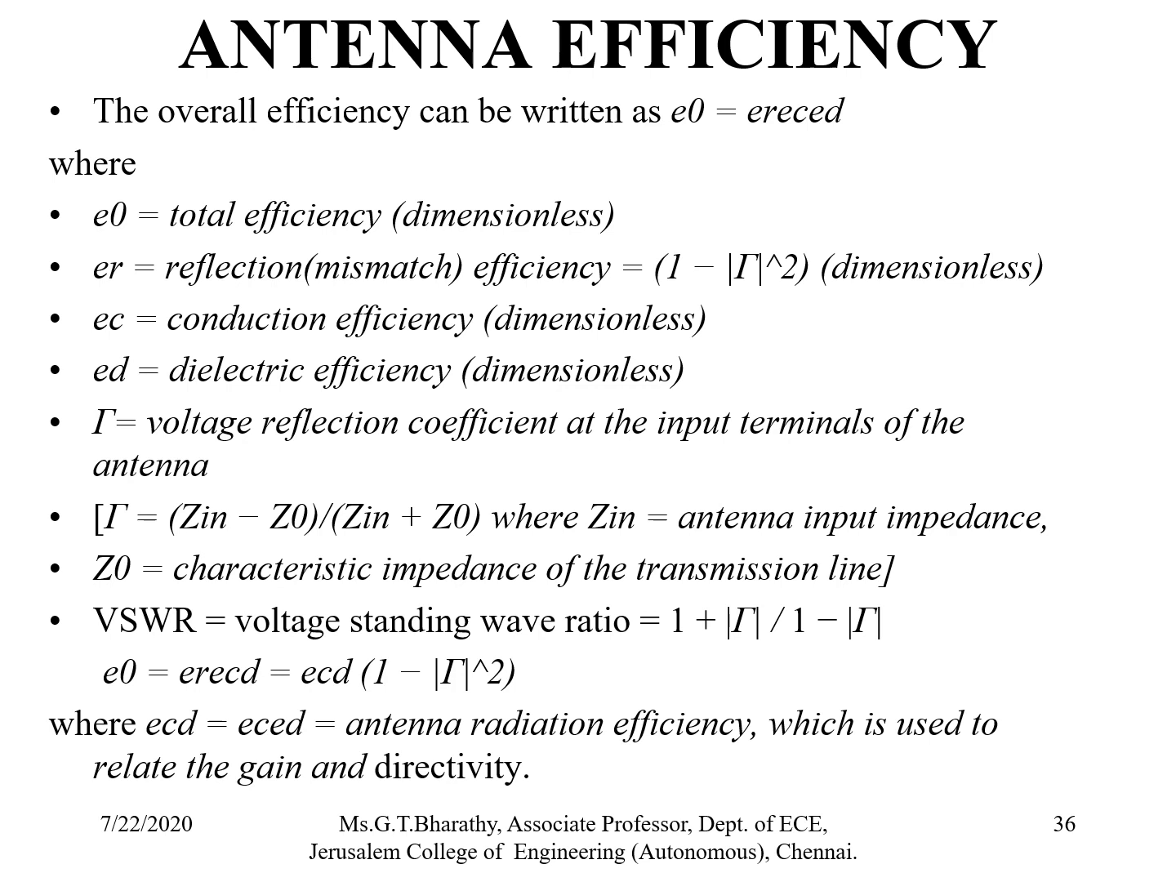The total efficiency E naught can be written as ER into ECD. So here we have a new component ECD, which is a product of EC and ED, named as antenna radiation efficiency, which is used to relate the gain and directivity. So E naught can also be written as the antenna radiation efficiency multiplied by 1 minus magnitude of reflection coefficient the whole square.